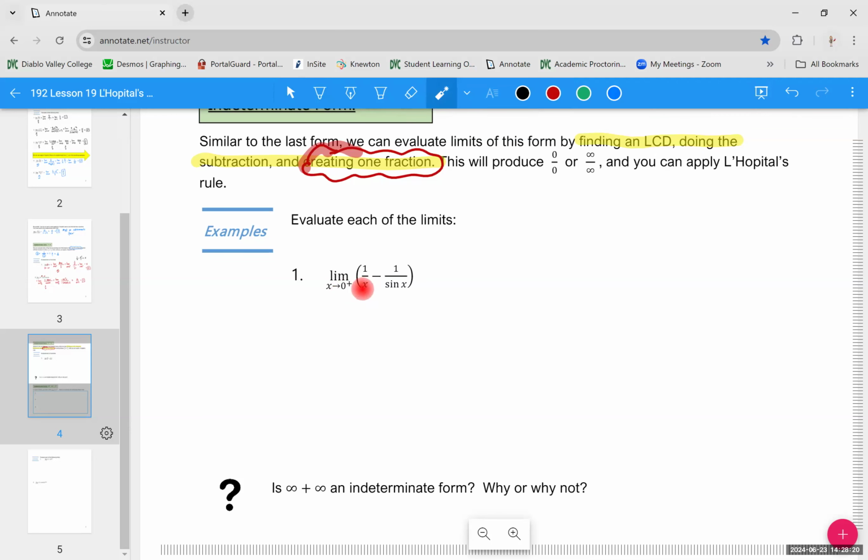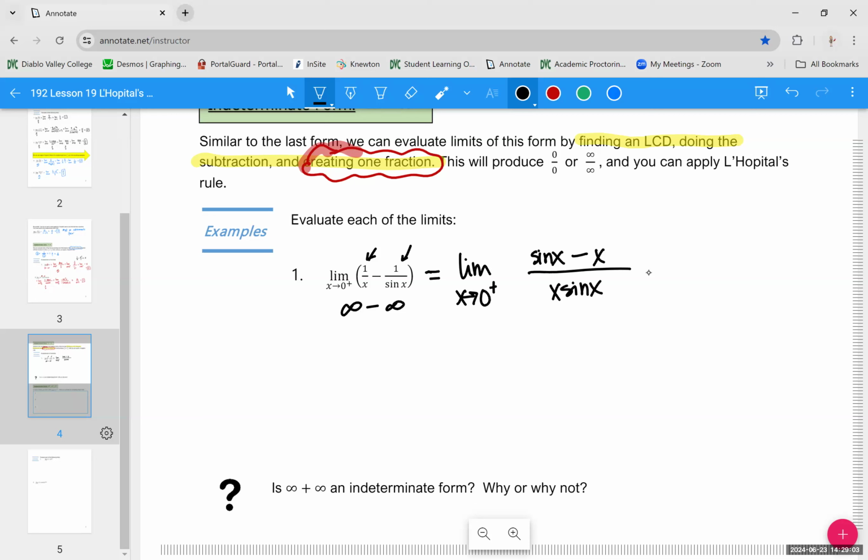So let's take a look at this example. As x goes to 0, 1 over x will go to infinity, and 1 over sine x will as well, because sine of 0 is 0. So here is one of those infinity minus infinity cases. So what I'm going to do is I'm just going to find a common denominator. So I'll multiply the top and bottom of the first one by sine x. And I'll multiply the top and bottom of the second one by x. So that they both have x sine x as their denominator, and then I can actually subtract them.